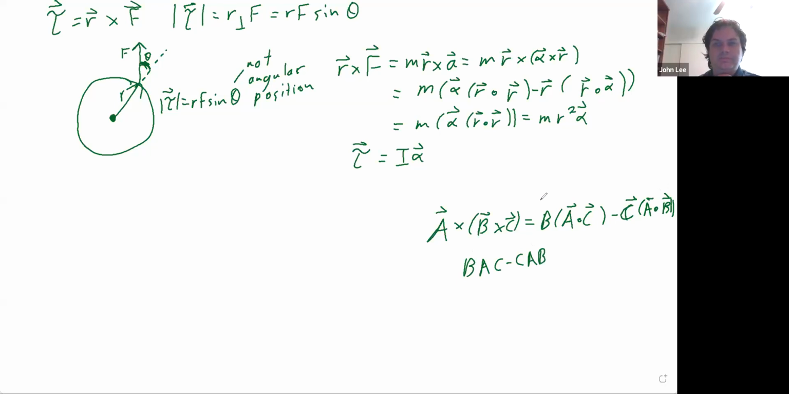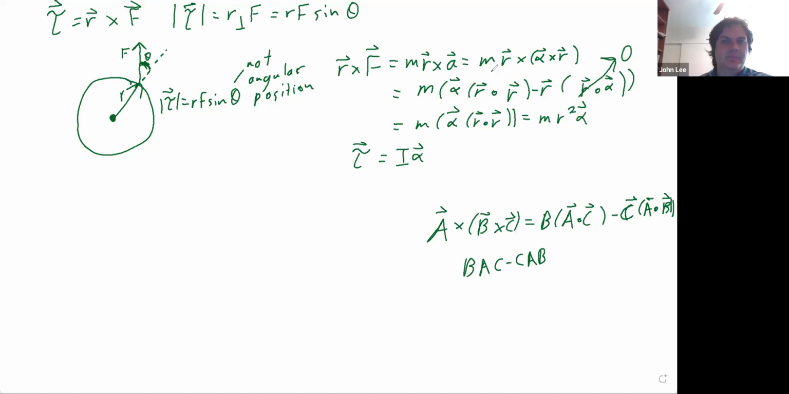So R dot alpha is always going to be perpendicular because that's the definition of alpha. Alpha is perpendicular to both R and the tangential acceleration. So M alpha R dot R, so R dot alpha is going to go to 0. So M alpha R dot R equals MR squared alpha equals I alpha. So in the same way that applying a force causes a change in acceleration, dependent on the mass of the object, applying a torque is going to cause a change in angular acceleration depending on the moment of inertia of the object.